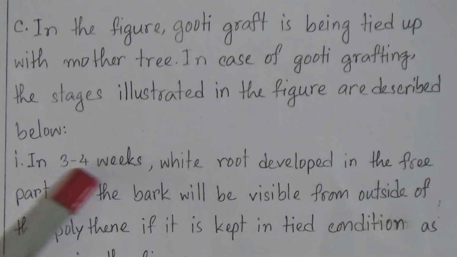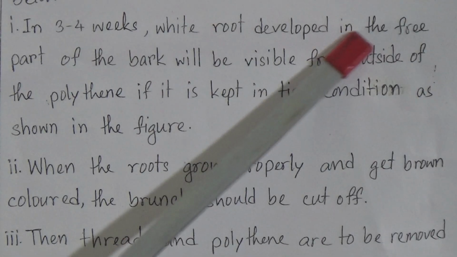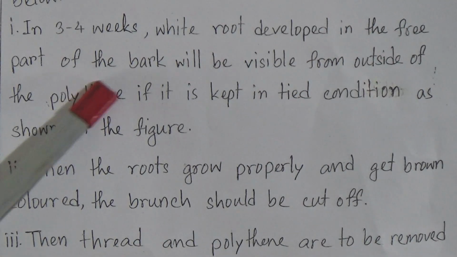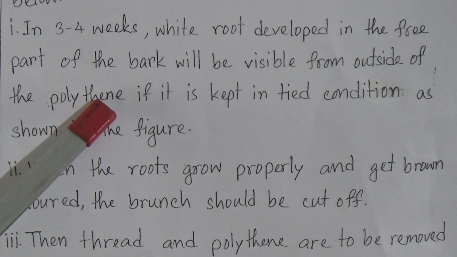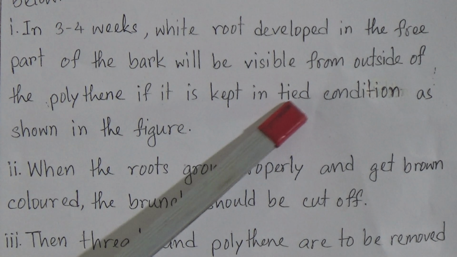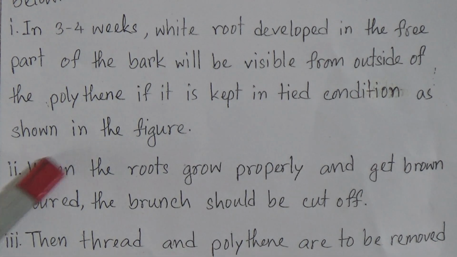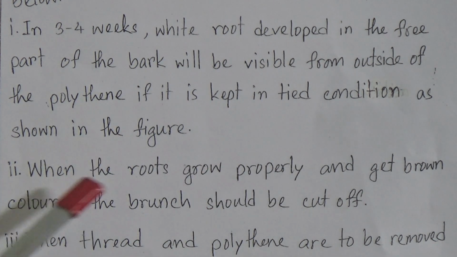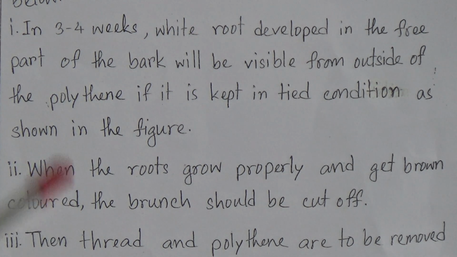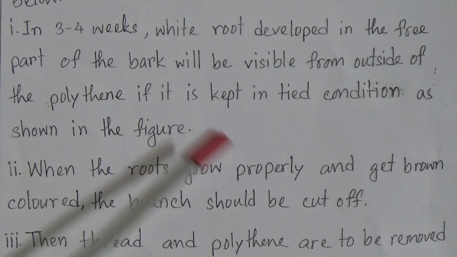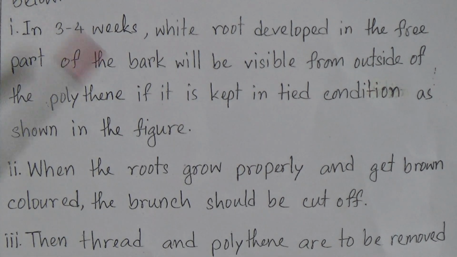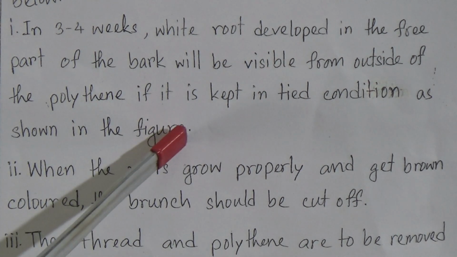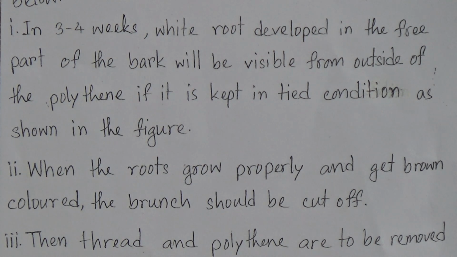So, in 3 to 4 weeks, white roots developed in the free part of the bark will be visible from outside of the polythene if it is kept in a tight condition as shown in the figure. So, after 3 to 4 weeks, we will get white roots, and if we tie this goote graft which is shown in the picture.